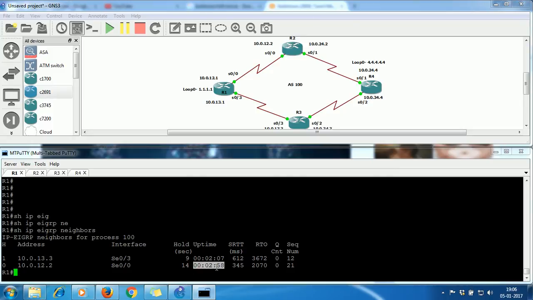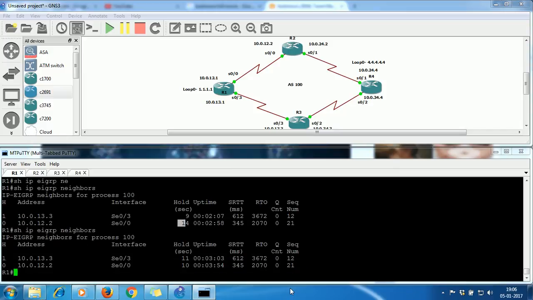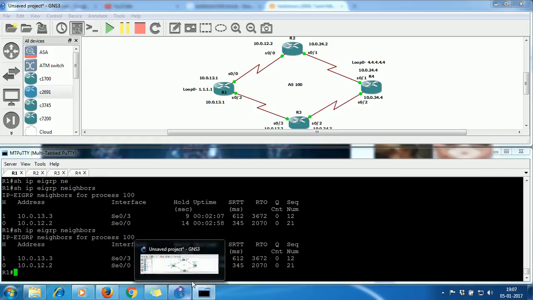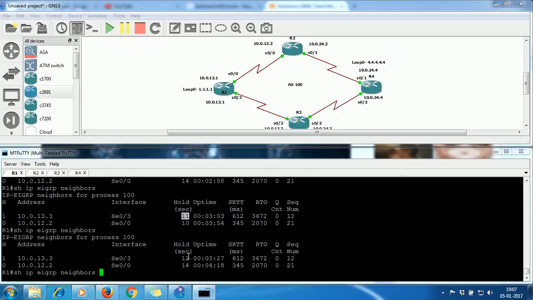The next one is 2 minutes 58 seconds, and this whole time that is 94. Once the neighbor relationship is established between the routers, they will have something called keepalives. When the keepalives are not received by the router, it will wait. That means it is not directly going to kill that neighbor relationship until this whole timer expires. You can see here, I will show you.